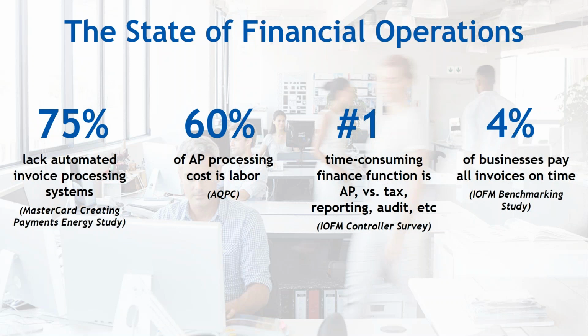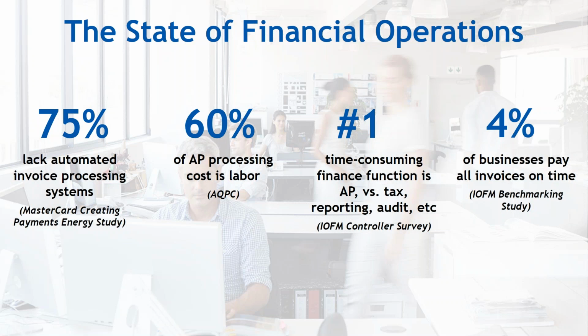Before that, I'd like to at least lay some groundwork here on the next couple of slides on the rest of the presentation, and that is, out of 4 independent surveys that were taken, the following information was derived as far as the current state of financial operations across all organizations. First of all, 75% of all companies lack automated invoice processing systems, which is probably not a surprise to a lot of people because a lot of people are on this webinar today.